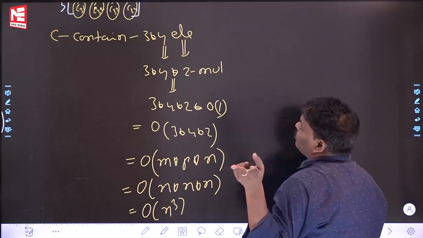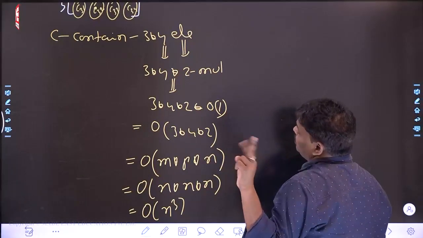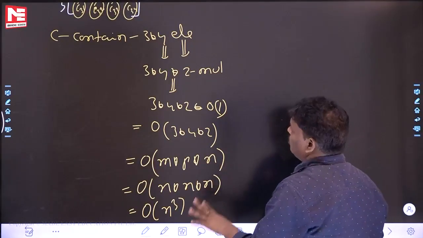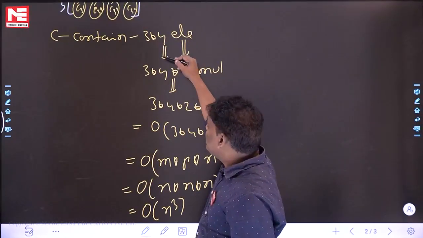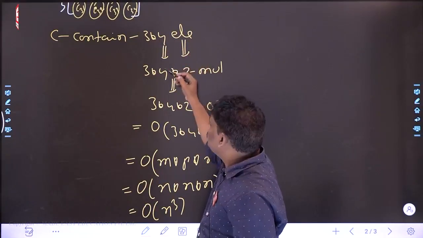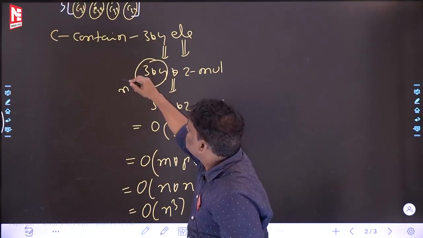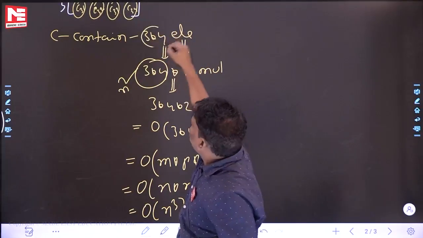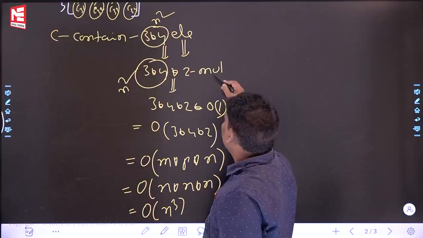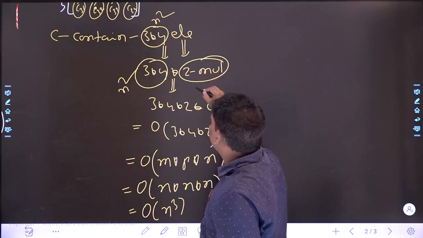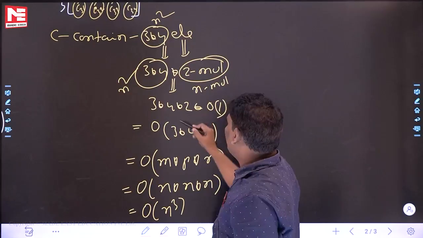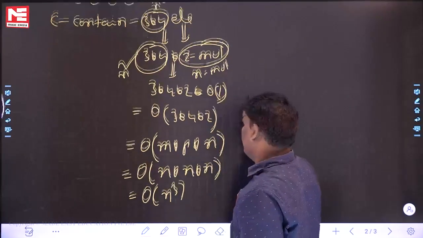If from today onwards anyone asks you, matrix multiplication will take time complexity n cube. Why? The C matrix contains n square elements, supposing these are all equal. Every element requires n multiplications. Right? Finally, what is the answer? n square into n, finally n cube.